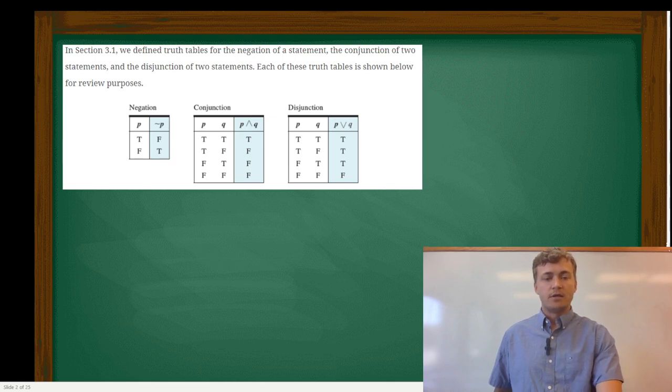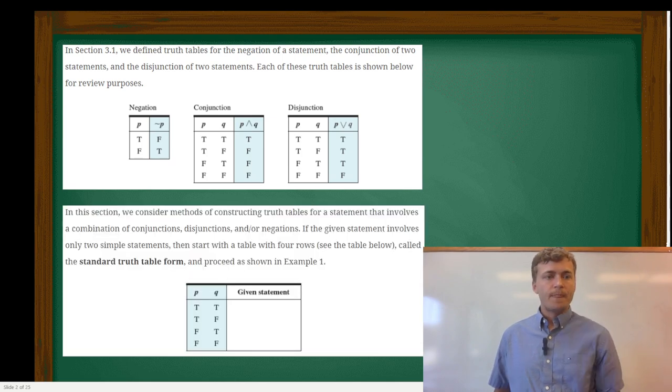when we are asked these questions. In this section, we consider methods of constructing truth tables for a statement that involves a combination of conjunctions, disjunctions, and/or negations. If the given statement involves only two simple statements, we'll call them P and Q, then start with the truth table with four rows, called the standard truth table form, and proceed as shown in our next example.